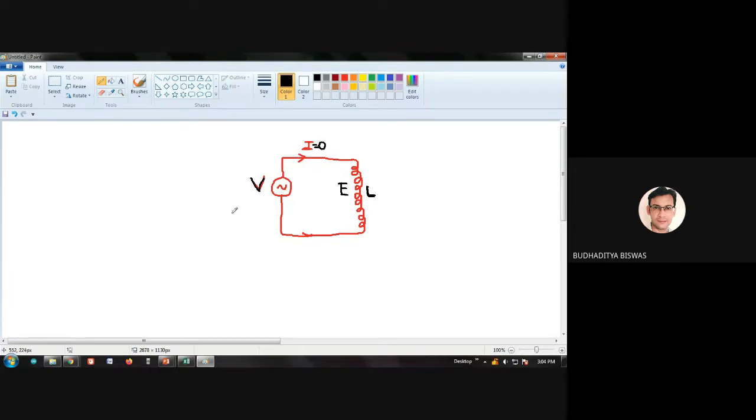Similarly, just take it as the transformer. This is the winding of the transformer. So what is the relation between E and V? Sir, it's di by dt. No. What is the relation between V and E, this applied voltage and induced voltage? Sir, V equal to E. V equal to E. Very good.